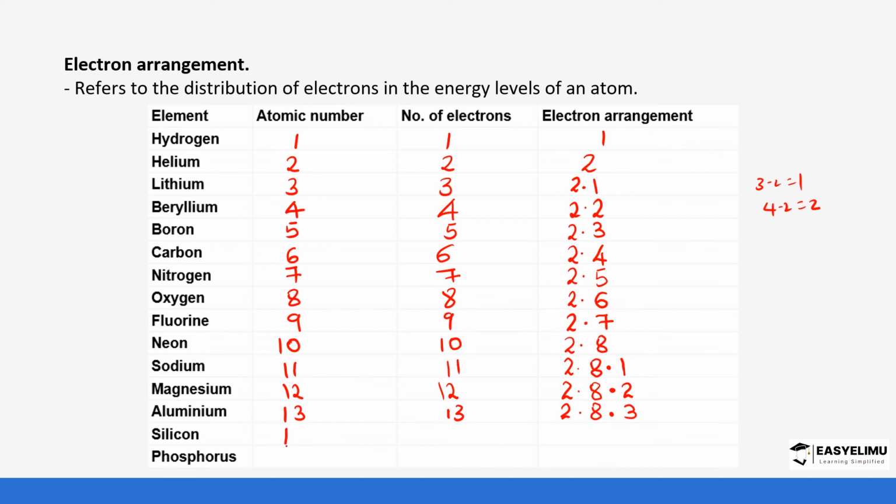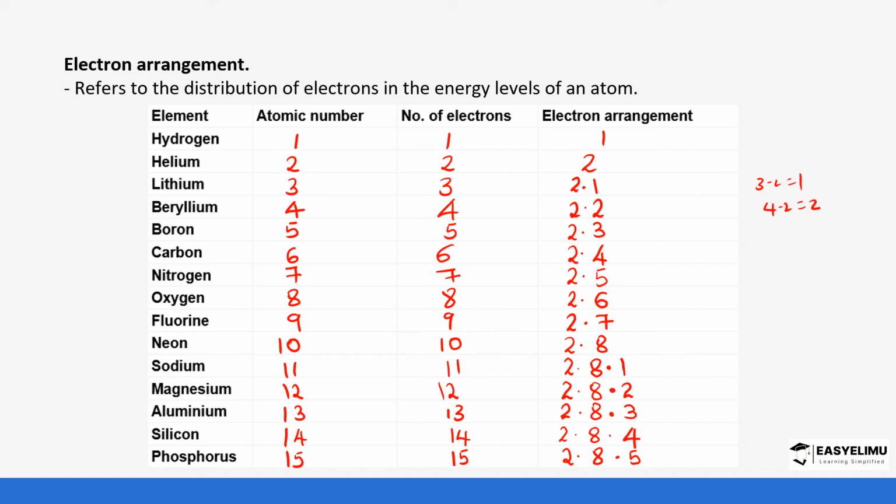Silicon is number 14. It has 14 electrons. The first 2 electrons go to the first shell. The 8 electrons go to the second shell. So far we have 10 electrons. So the remaining 4 electrons go to the last shell. Phosphorus is atomic number 15, so the number of electrons is also 15. The first two electrons go to the first shell, then the eight electrons go to the next shell, and the remaining five electrons go to the last shell.